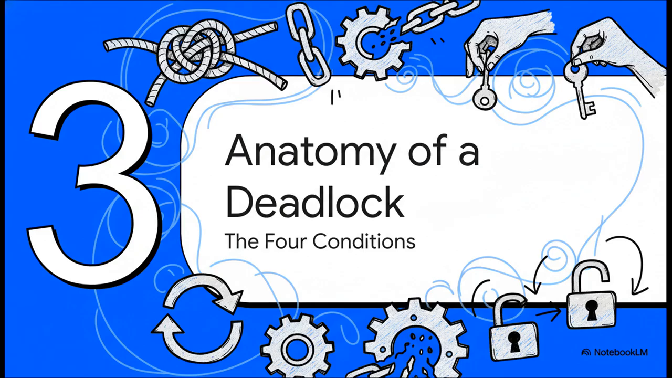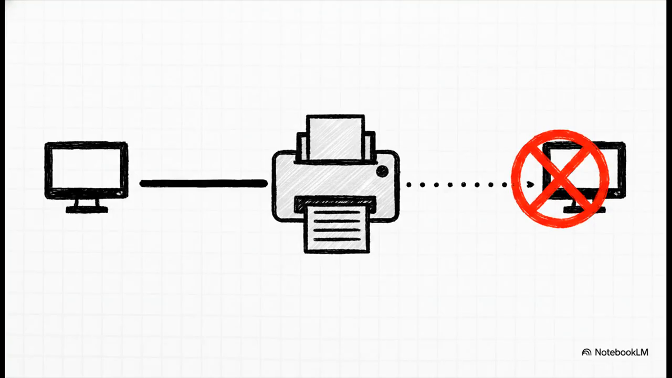Think of them like the 4 pieces of evidence you need to prove the case. Let's walk through them. First up, you need what's called mutual exclusion. All this means is that some things can only be used by one process at a time. A printer is the classic example, right? You can't have 2 different documents printing on the same printer at the same instant. One has to wait. So that's piece number 1.